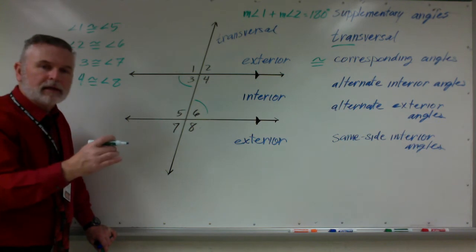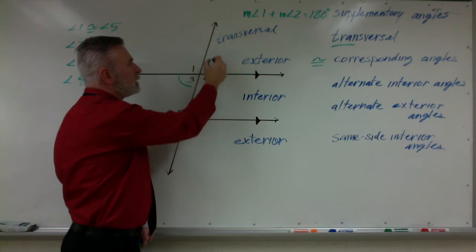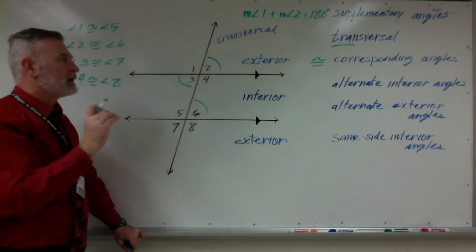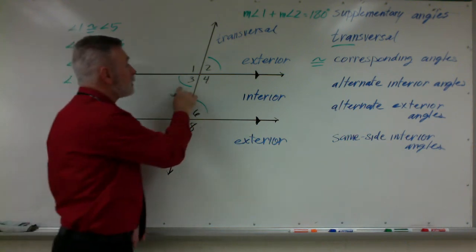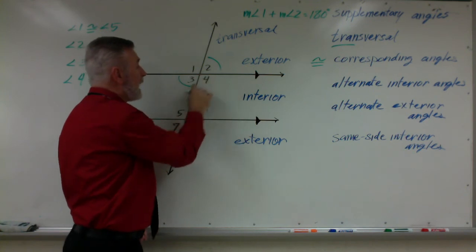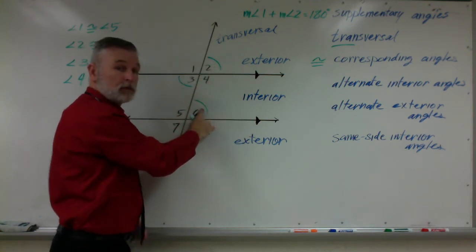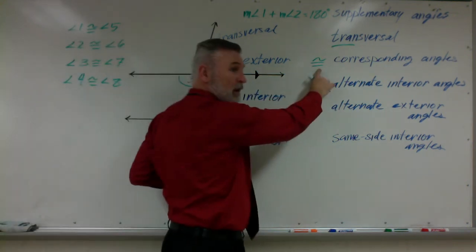How are they related? Well, I know that angle 3 was congruent to angle 2 through the idea of vertical angles that we talked about in the last video. So I know that this and this are congruent, and I know that this and this are congruent because they are corresponding angles, which are congruent.